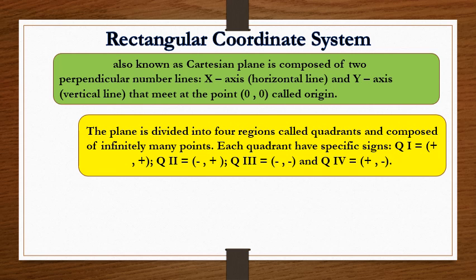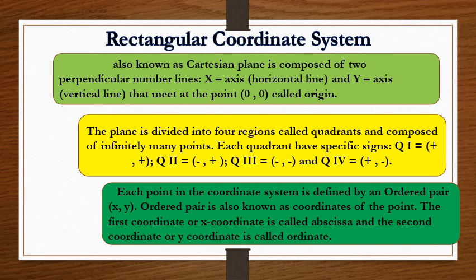The plane is divided into four regions called quadrants and is composed of infinitely many points. Each quadrant has specific signs. Q1, or quadrant 1, is positive and positive. Q2, or quadrant 2, is negative, positive. Quadrant 3, or Q3, is negative and negative. And quadrant 4, or Q4, is positive, negative.